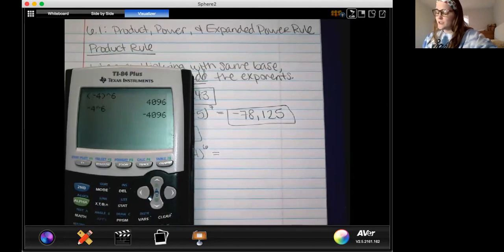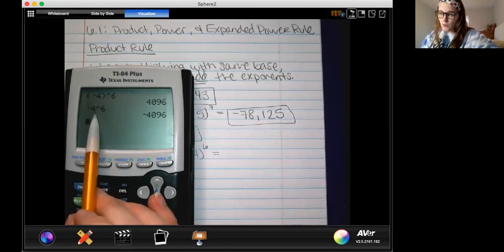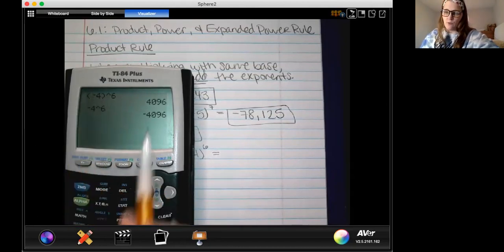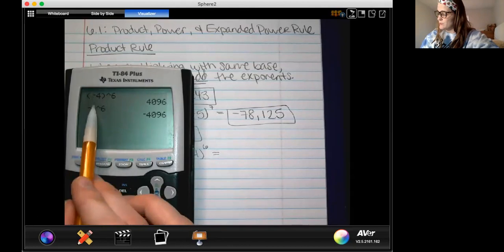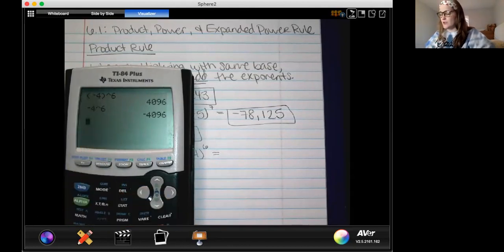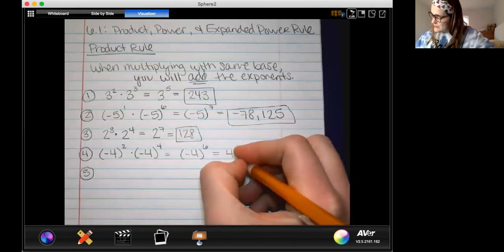Okay. Your calculator works off of PEMDAS. If you do not use parentheses, it thinks you only want to do 4 to the 6th power and then multiply that answer by a -1. That's why you have to use parentheses for it to know that you want to use -4 as your base. So it is important that you use parentheses.